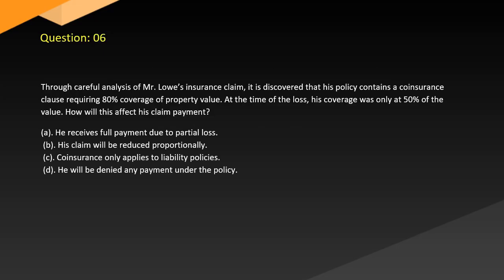Question 6. Through careful analysis of Istalow's insurance claim, it is discovered that his policy contains a coinsurance clause requiring 80% coverage of property value. At the time of the loss, his coverage was only at 50% of the value. How will this affect his claim payment? A. He receives full payment due to partial loss. B. His claim will be reduced proportionally. C. Coinsurance only applies to liability policies. D. He will be denied any payment under the policy.